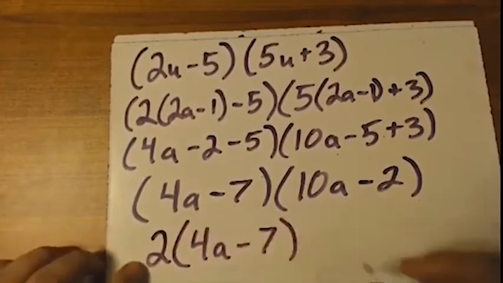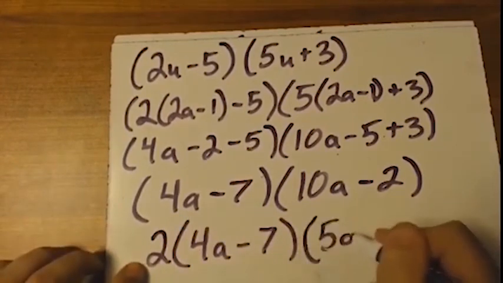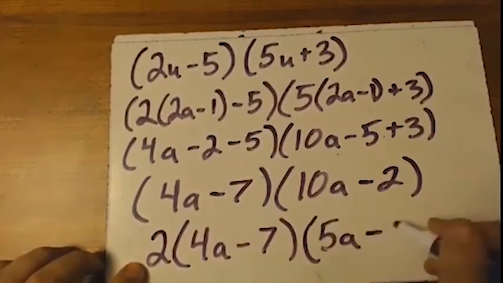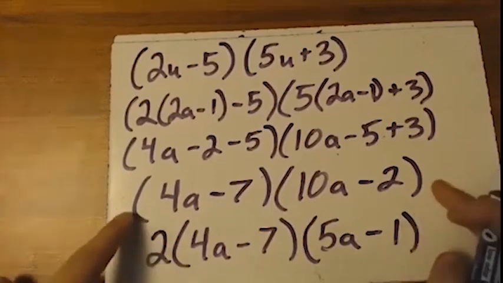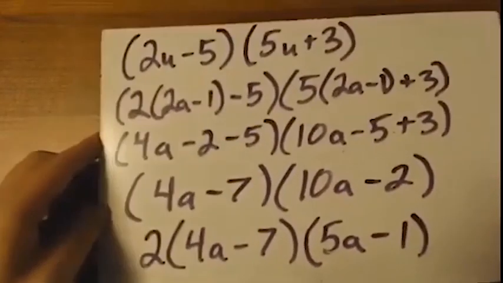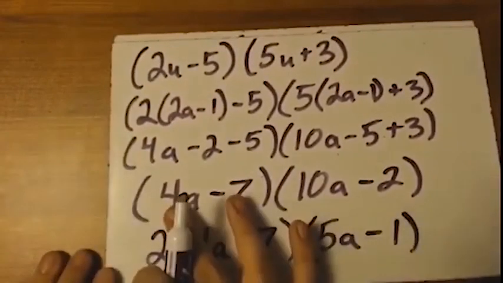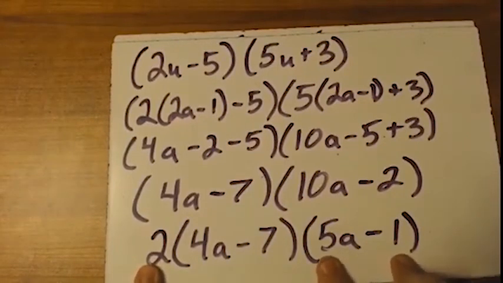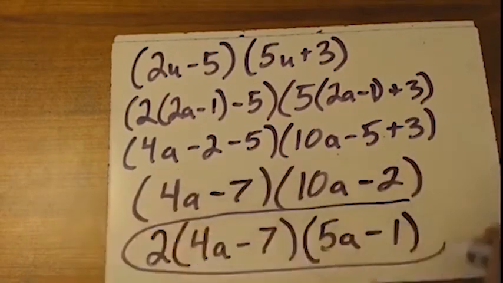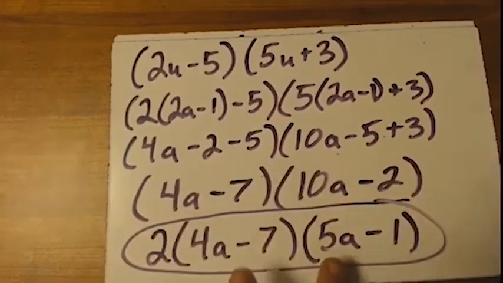It's going to go all the way in front. 2 times 5a is 10a. 2 times negative 1 is 2. Now, if you want to see that better, you can flip around those two factors so that the 10a minus 2 is in front. You could see the 2 right next to the 5a minus 1 does in fact give us 10a minus 2. Does not matter what order these two are in.